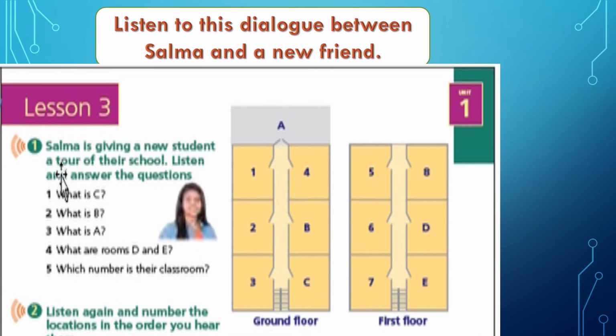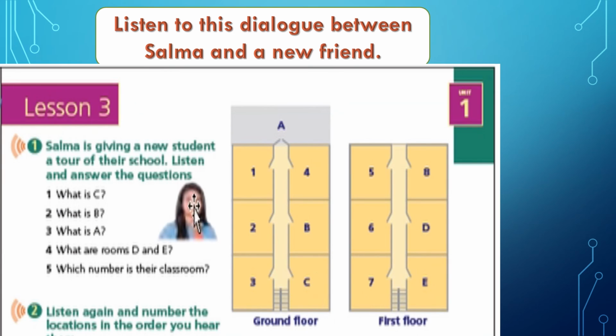Now let's move to lesson 3. As you see here, we have two diagrams. Diagram A is about Salma's school. It consists of room 1, 2, 3, 4, B, C, and we have here the gates of school and ground floor. The second diagram, as you see here, we have 5, 6, 7, 8, D, E, and first floor.